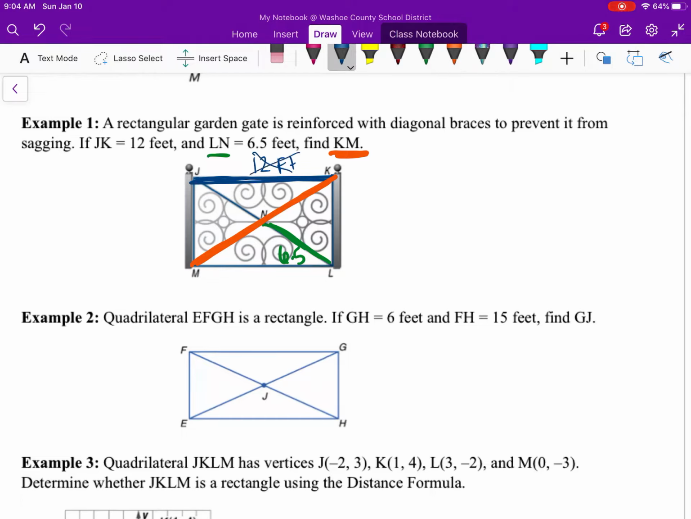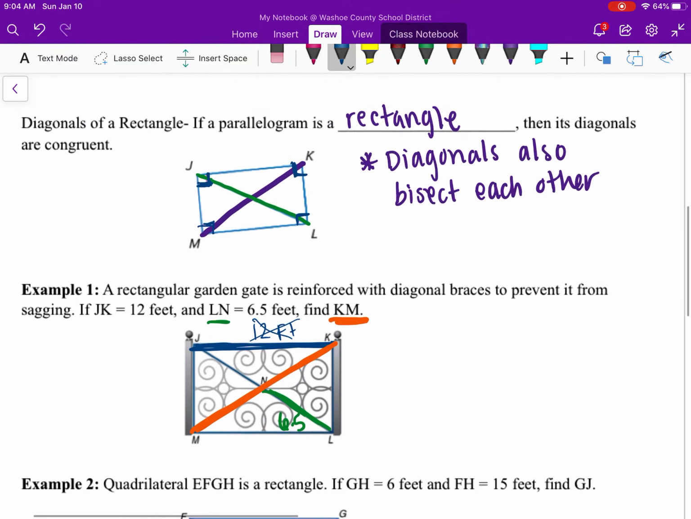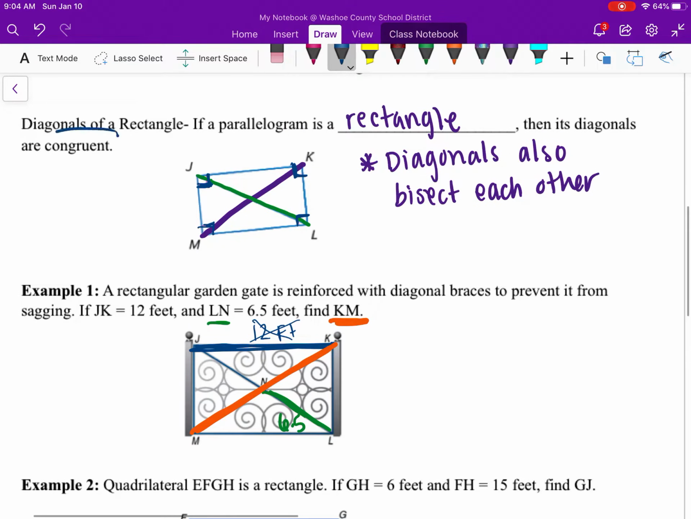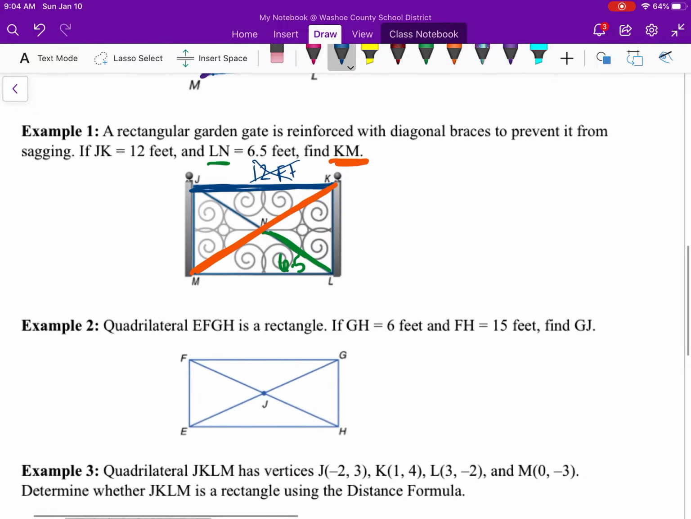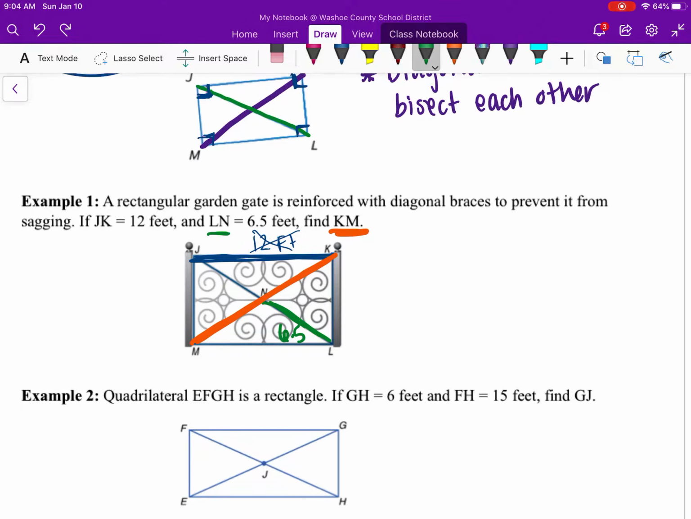So we have a few things going on. One of these is irrelevant. Okay, so we're looking for KM, the diagonal. This outside number, the 12 feet, is not really going to help us out on that one. But I did just learn that diagonals in a rectangle are congruent. So that means that if I were to extend this green line, that green line is going to equal my other diagonal, the orange line, okay?